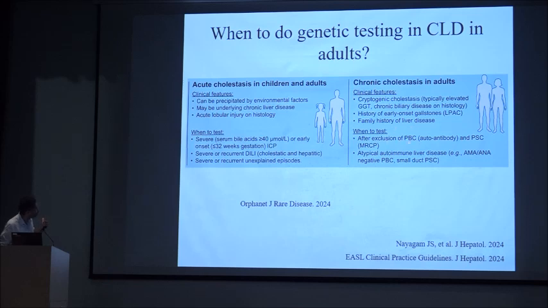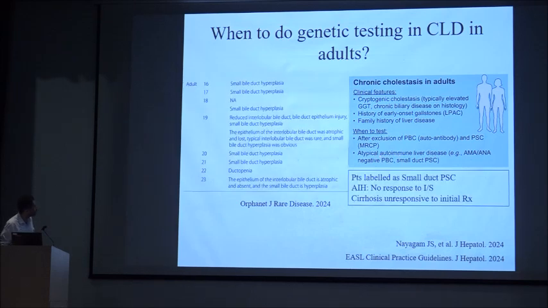Once you have excluded the common causes like PBC and PSC, and if there is atypical autoimmune liver disease, which was seen in our case. In addition, I'd like to add some more points from what the guidelines suggest. One is patients labeled as small duct PSC. Now there should be a definite doubt.